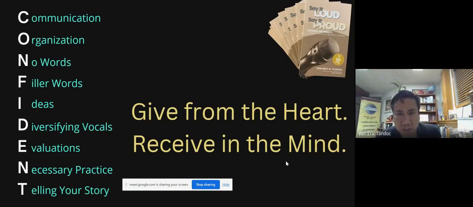Now, this presentation, okay, it's from my book actually. So if you notice the word confident, communication, organization, we covered the organization aspect of research and presentation, right? Then words, filler words, ideas. This is part of how you present the content, your vocals. And if you notice, the E is evaluations. This is one chapter in this book, Say It Loud, Say It Proud, because feedback is very important in our career, in our life, of course, in our relationship, in our business.